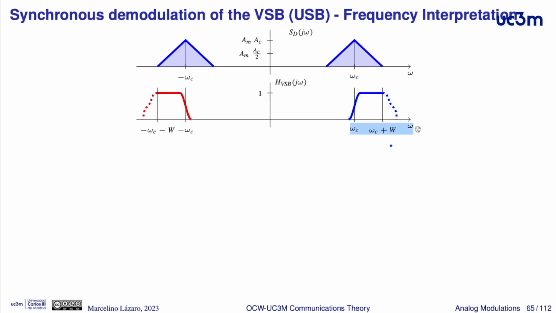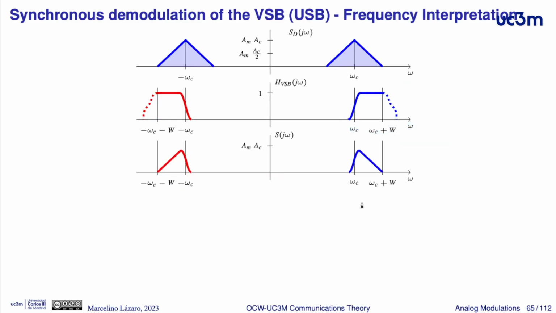Now, if we apply this filter to this signal, the filtered signal will have a shape like this one. We have a vestige of the lower sideband, and we have also a distortion in the upper sideband, because here in this part the filter is not one instantaneously.